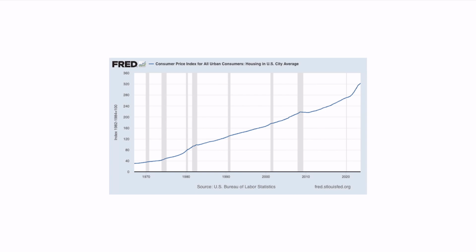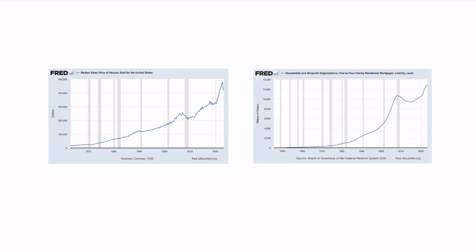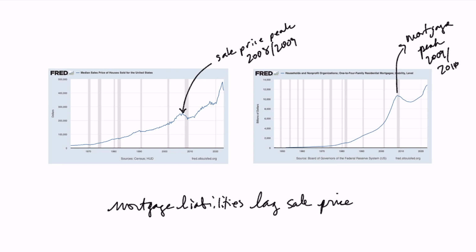For a related metric, here is a FRED of median house prices from 1970 to today, along with household mortgage liabilities. Notice the sale price peak around 2008, while mortgages peak around 2009. Thus, mortgage liabilities lag sale prices. If those houses sold at higher prices because high principal mortgages were made available, then the market or demand for mortgage debt drove up housing prices.